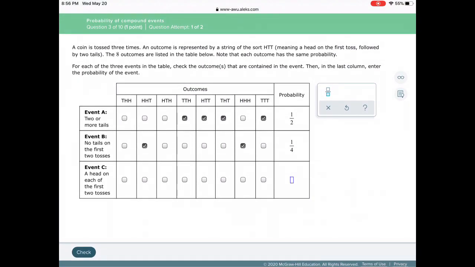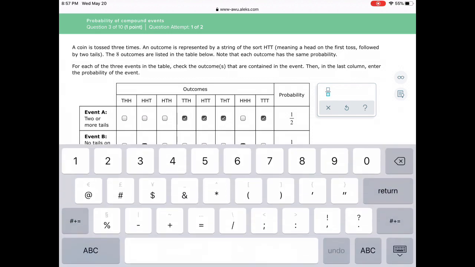And then event C, a head on each of the first 2 tosses. So we need HH, and that is actually the same as no tails on the first 2 tosses. All right, so if there are no tails on the first 2 tosses, that means you have heads on each of the first 2 tosses, and that is also 1/4.